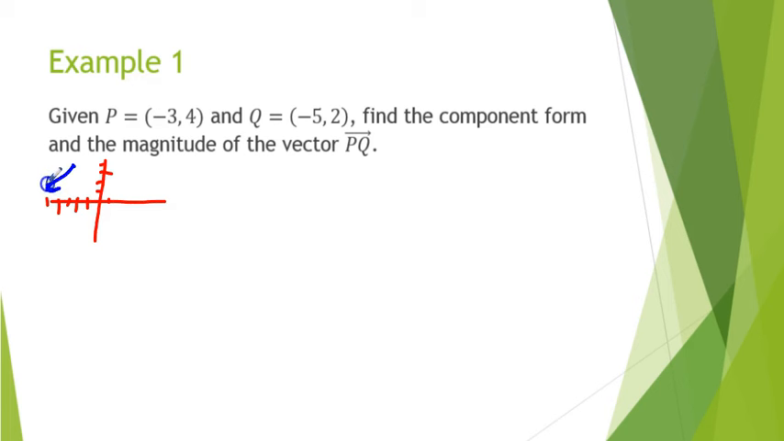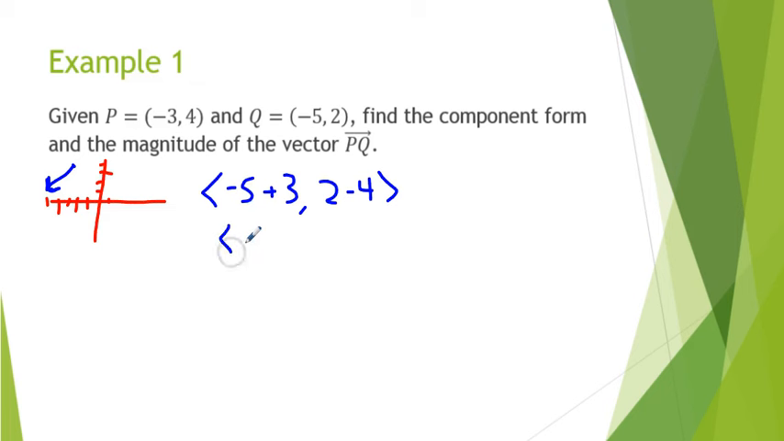Now notice it's not always going to be going to the right. You have to be careful about the order they've indicated with their notation here. This is saying starting from P and ending at Q because the arrow is pointing towards Q. So start from this point, go this way, and then that means for our vector, we need to be doing the ending point. So -5 minus -3 and 2 minus 4.